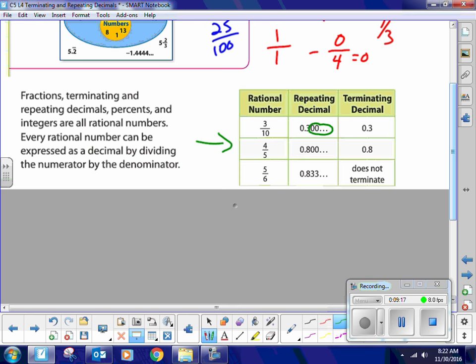But we don't do that, right? We don't write all those zeros. That's ridiculous. We just terminate it right here. This one does not terminate, so we would have to do this.